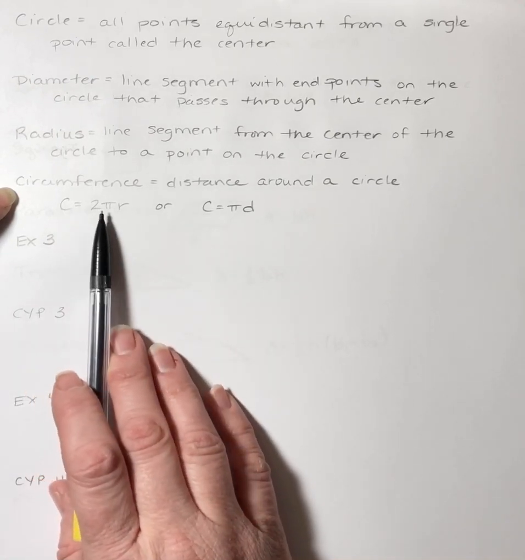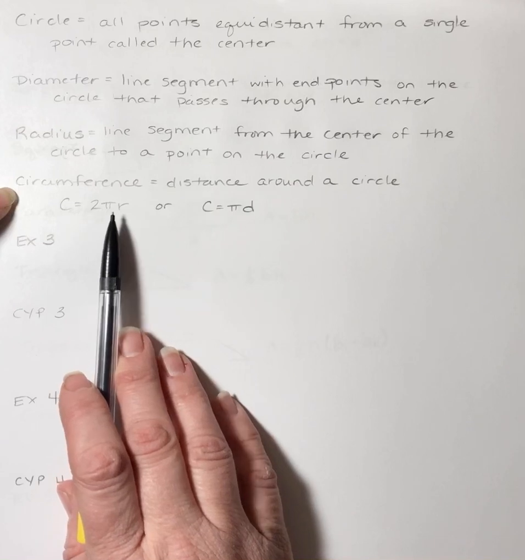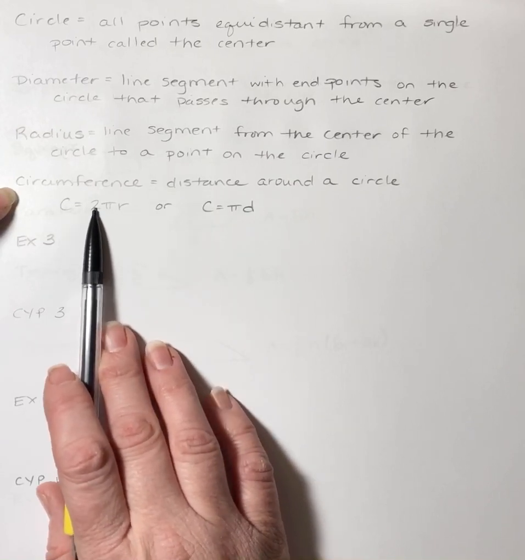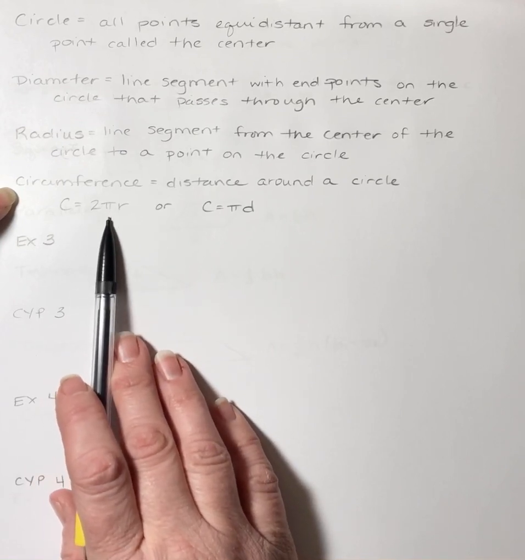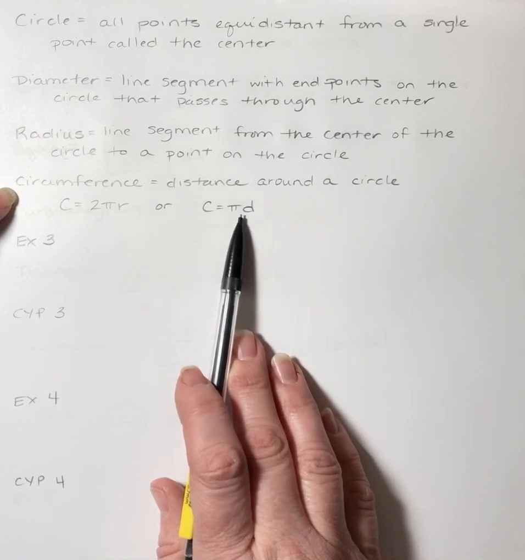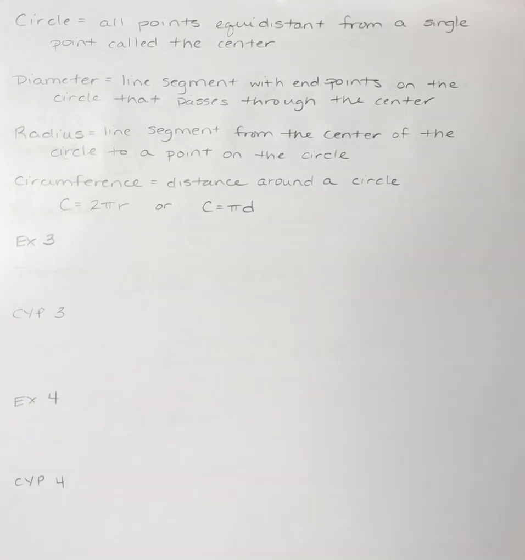So circumference is equal to pi. Pi is that number on your calculator, 3.14. We're going to talk about whether you use that or not, okay? Times the radius, or circumference is equal to pi times the diameter. You guys have seen all these formulas before in geometry class, okay? So example 3 is on page 381.